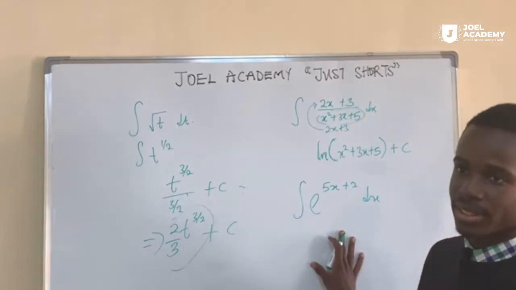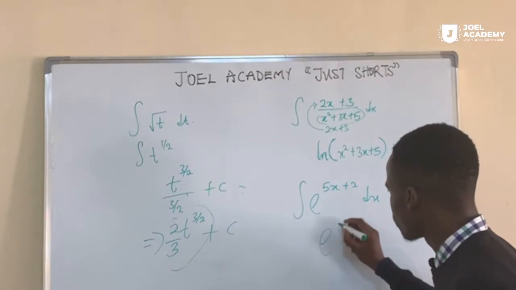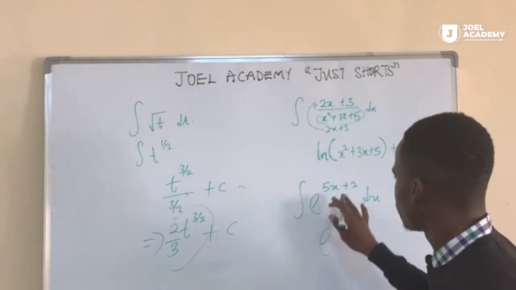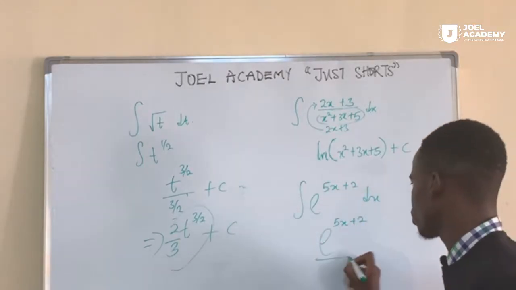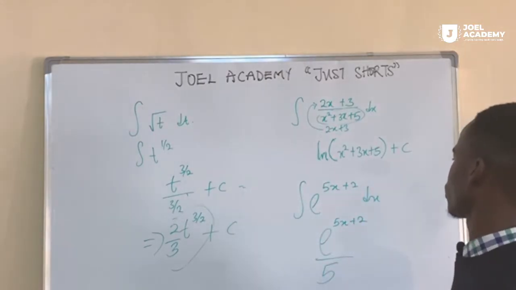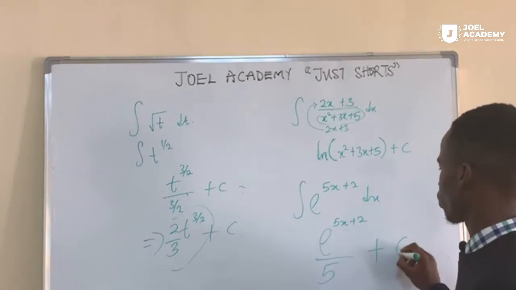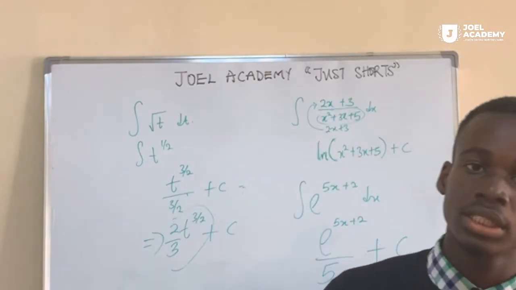So now we have this. If I told you to integrate this, it's very simple. Put this same thing here, exponential 5x plus 2. The only difference is, differentiate this, you have what? 5x plus 2 gives you 5. Now put it underneath. So you have exponential 5x plus 2 over 5 plus c. It's as simple as that. You do not need to stress your brain and the rest.